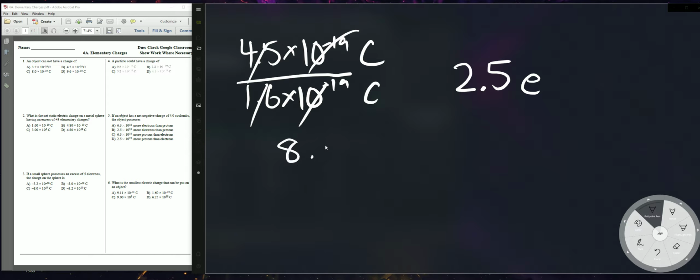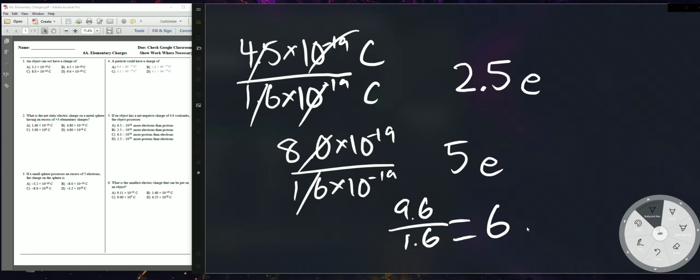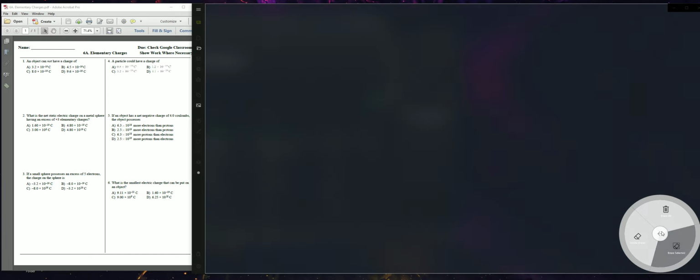Let's just check the others. 8.0 times 10 to the negative 19 divided by 1.6 times 10 to the negative 19, you get 5. That works out. We have 5 full protons or electrons. And 9.6 divided by 1.6 gives us 6, either 6 full protons or 6 full electrons. And so the only thing that's not possible is choice B, because you cannot have part of an electron, just like you cannot have part of an actual person.